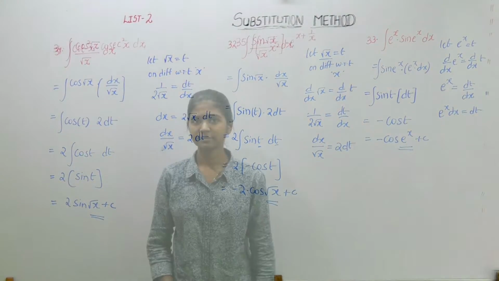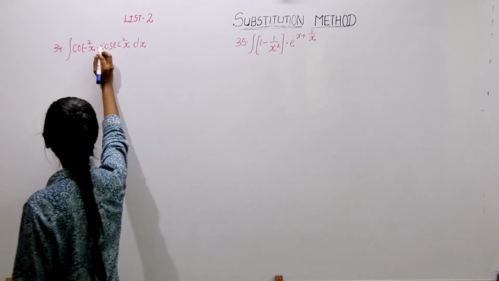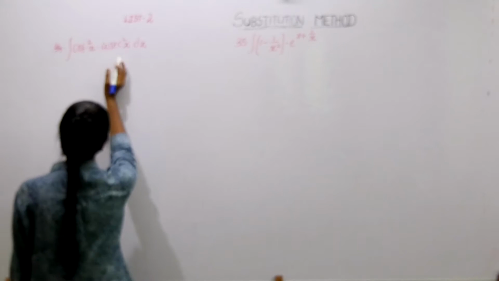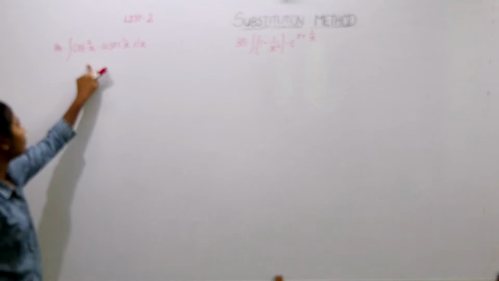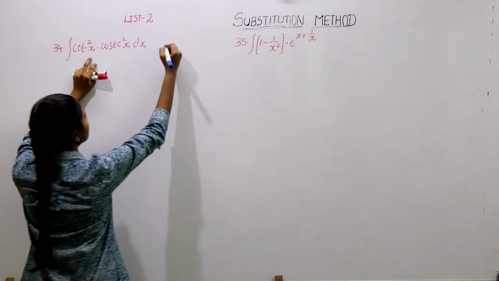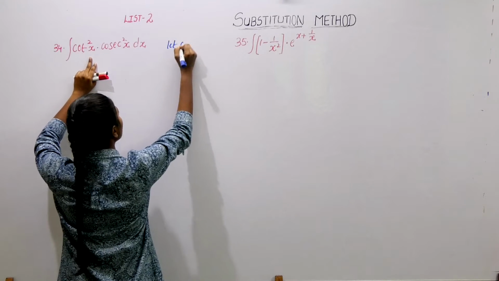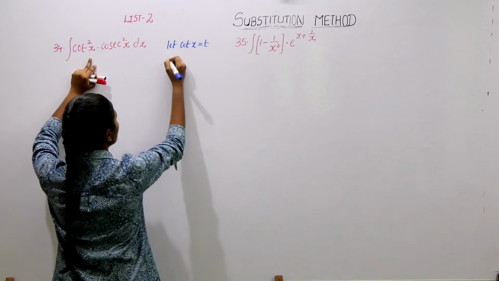Next, 34th question. It is given as integral cot square x into cosecant square x dx. There is no direct formula to solve this, so we go for the substitution method. So let us assume cot x is equal to t.